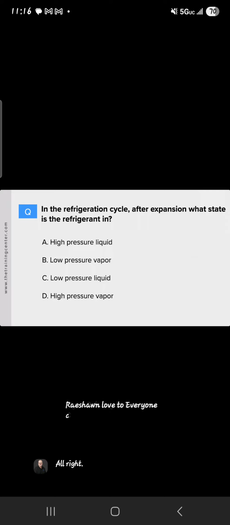All right, another one. For the most part, the majority has the right answer, right? Expansion. That means we're taking a high pressure liquid, expanding it to a low pressure liquid. We're manipulating that pressure to achieve a temperature which is right at its boiling point.